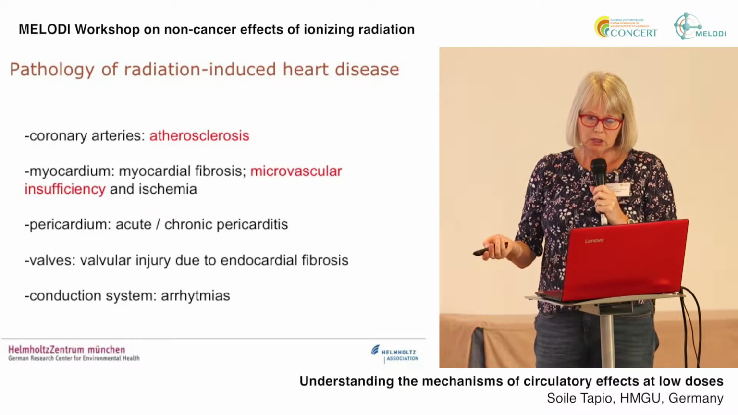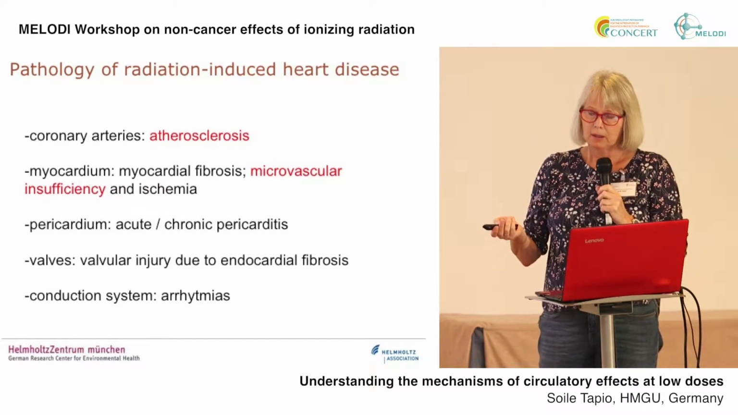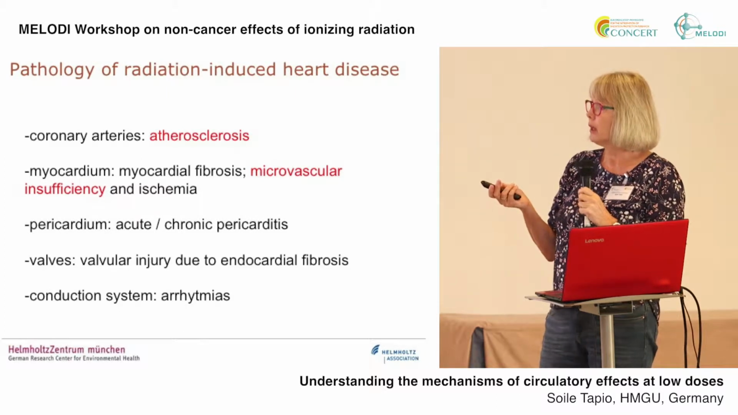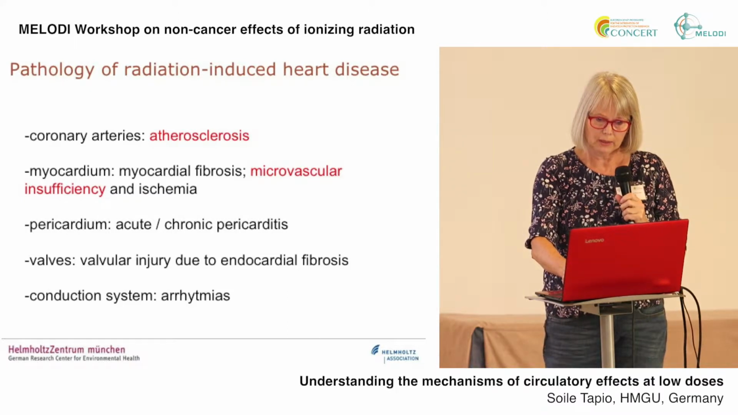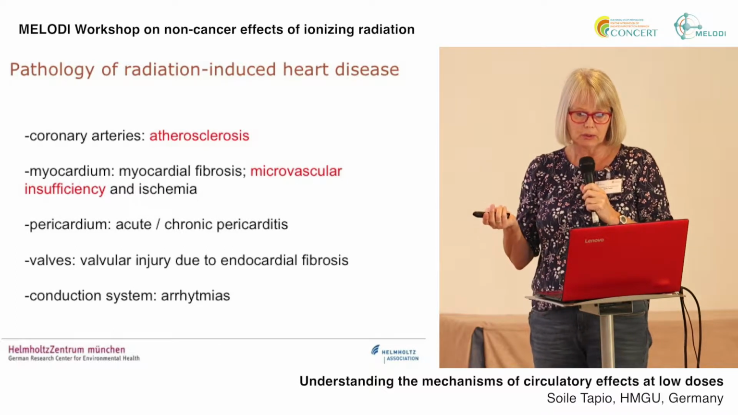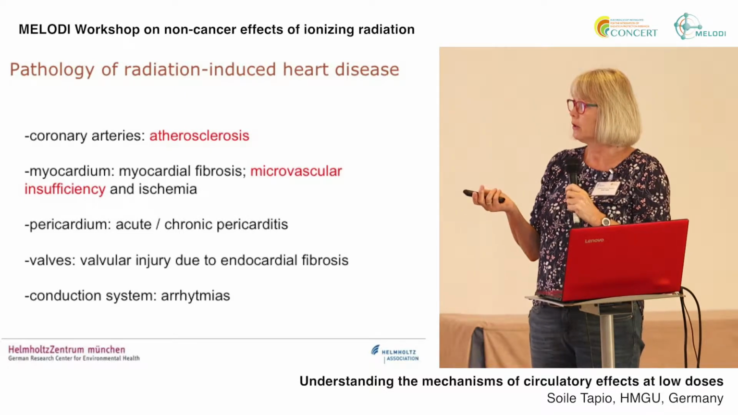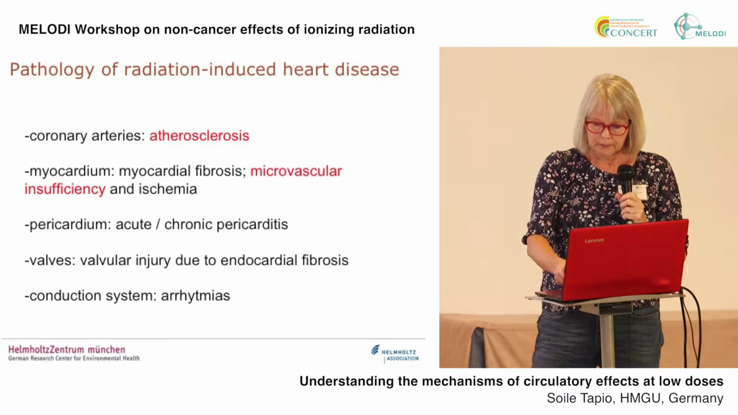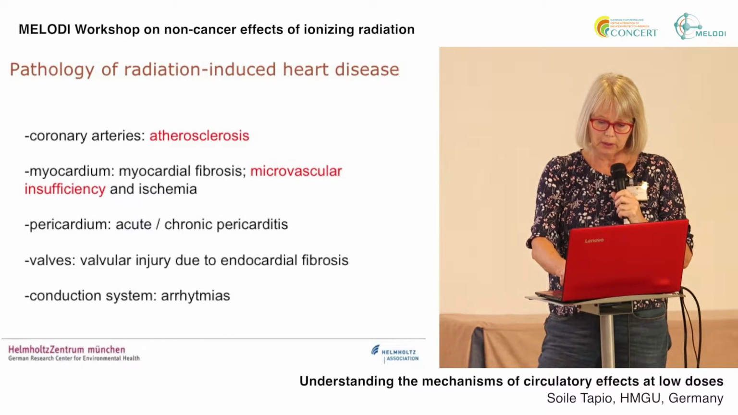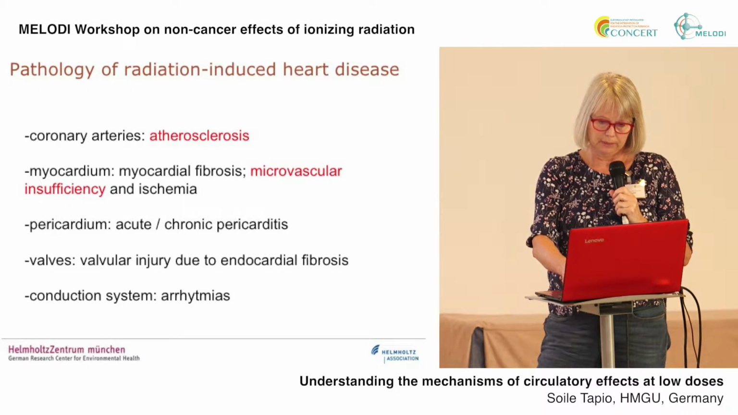So when we talk about radiation-induced heart disease, there are two main things that we see. It is in the coronary arteries, where atherosclerosis is one increased factor, but it's also in the heart tissue, in the microvasculature, the microvascular insufficiency. I will not talk about the fibrosis because it's a different story. We also have other symptoms like acute and chronic pericarditis, valvular injury, and injury in the conduction system. But I'm not going into that.